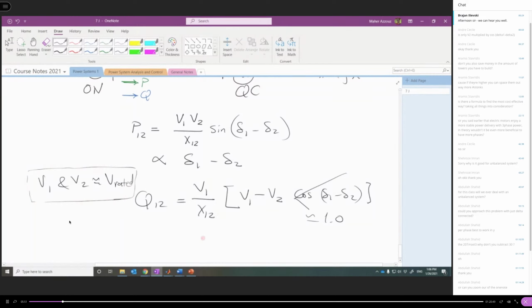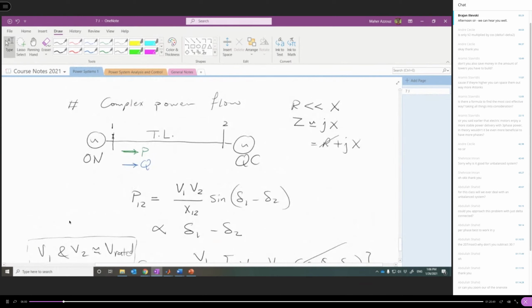So we learned from this relation that the reactive power transferred from 1 to 2 is proportional to the voltage magnitude difference, which means if we want to transfer reactive power from 1 to 2, then the magnitude of V1 should be greater than the magnitude of V2.